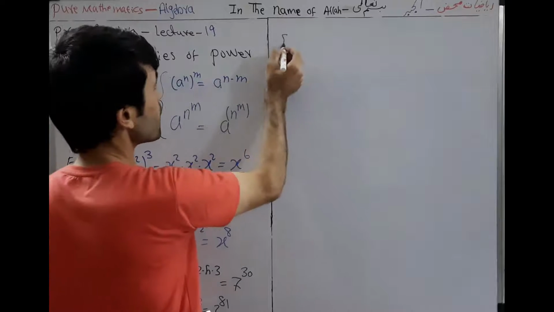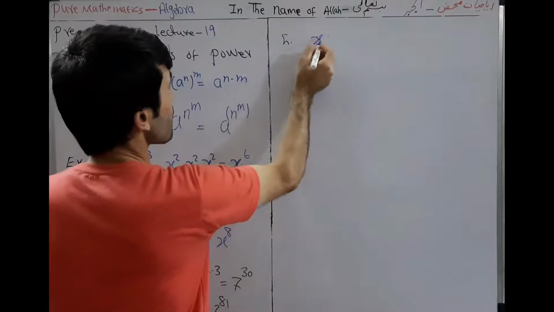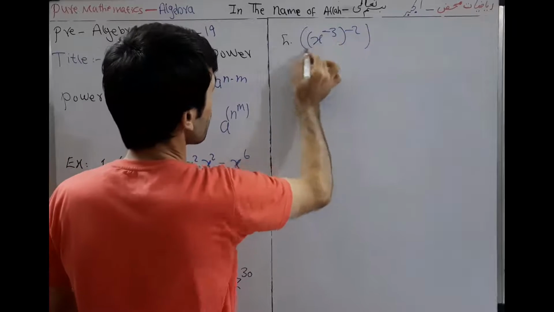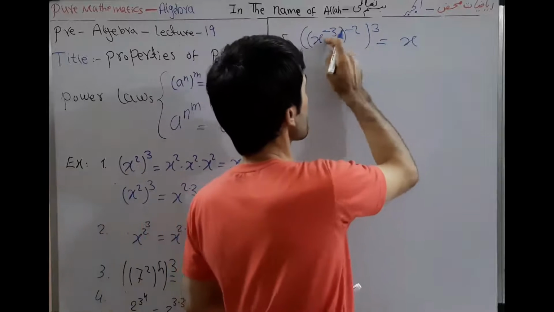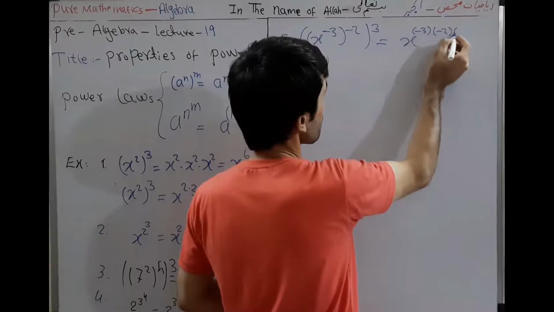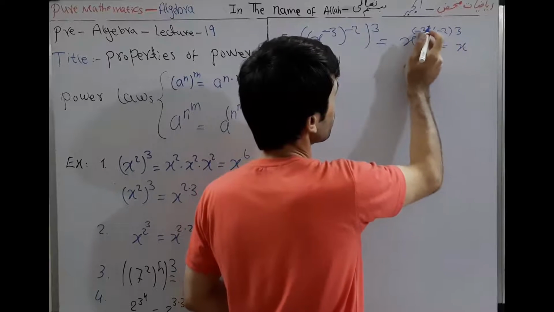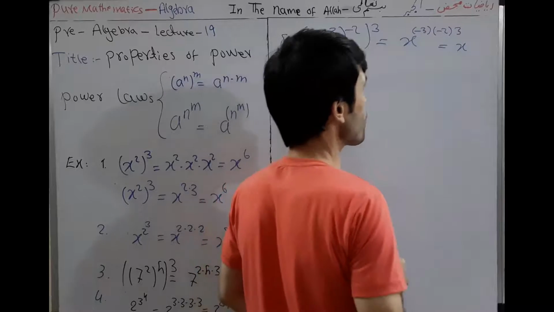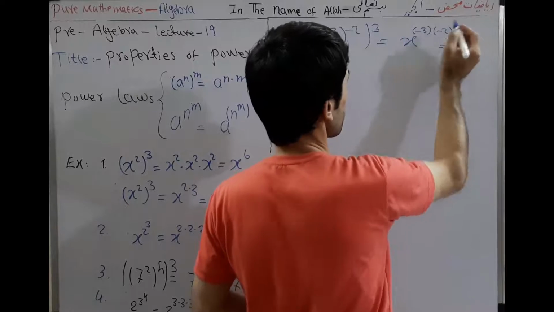Number 5. X to the power minus 3, whole to the power minus 2, whole to the power 3. It is equal to x to the power minus 3 multiplied by minus 2 multiplied by 3. It is equal to x to the power minus 3 multiplied by minus 2 is 6, multiplied by 3 is 18.